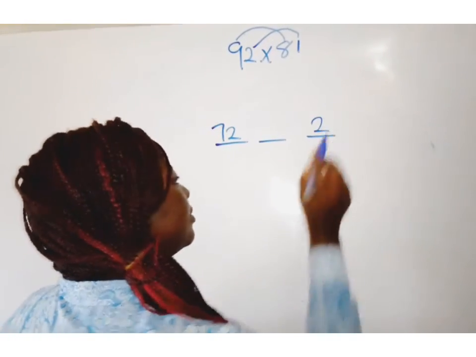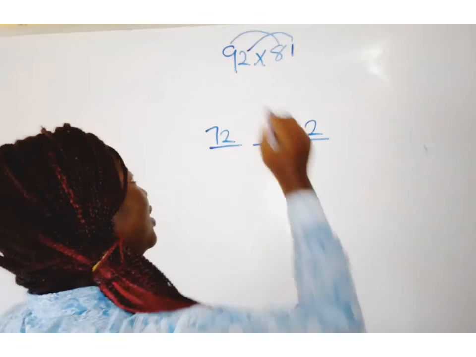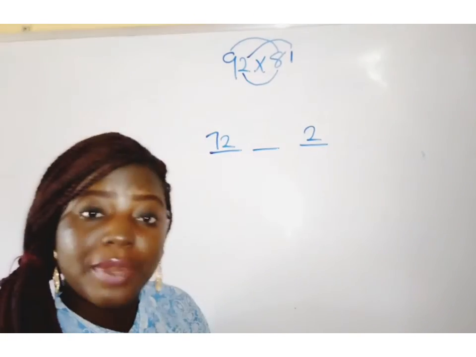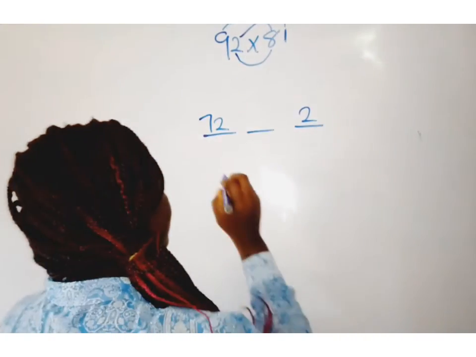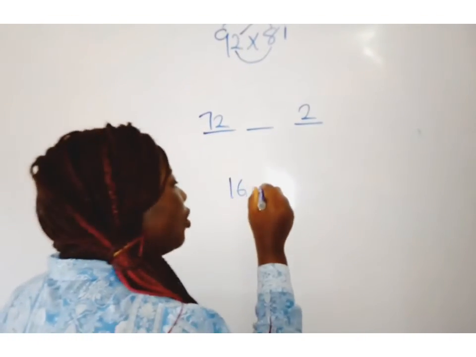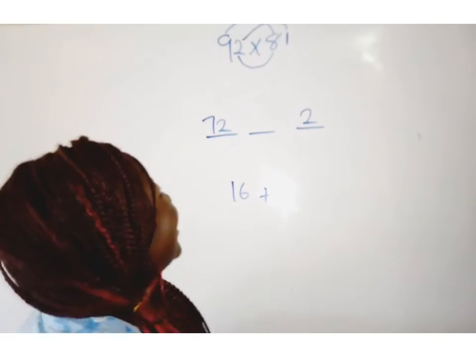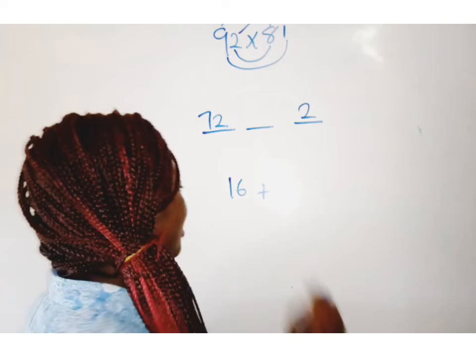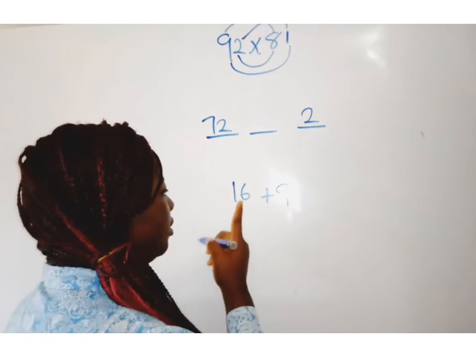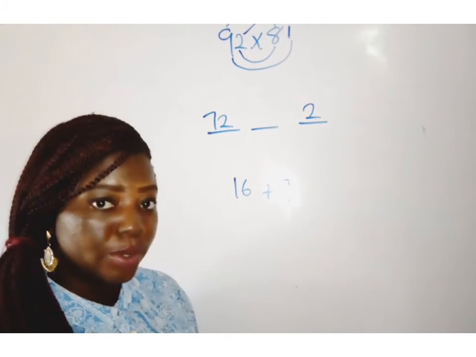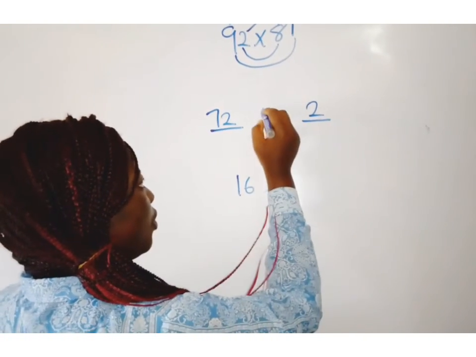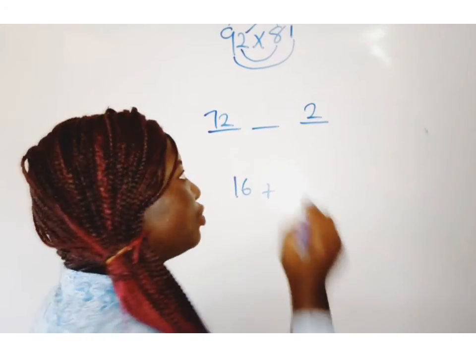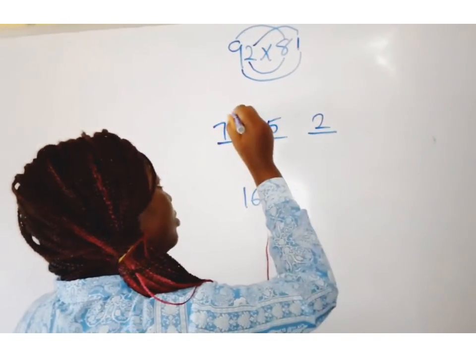Next thing we are going to do is to multiply this second digit by this first digit. 2 multiplied by 8, which will give us 16. Plus, let's do it together, 9 multiplied by 1, which will give us 9. So that means 16 plus 9 will give us 25. So our answer is 25, but we are not going to write the 25. We are going to write 5 and keep 2.